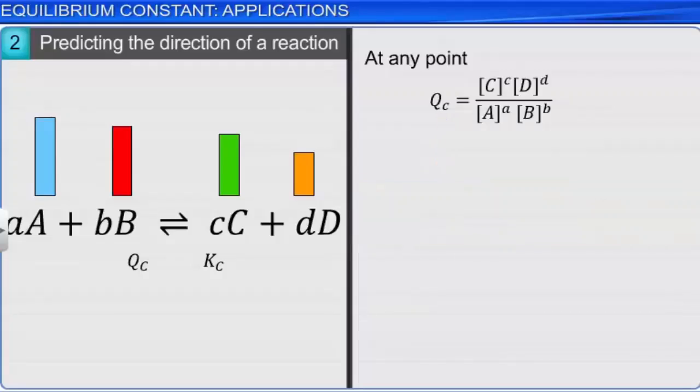For a general reaction in which a moles of reactant A and b moles of reactant B react to give c moles of product C and d moles of product D, the reaction quotient Qc is expressed as the product of the concentration of C raised to the power c and the concentration of D raised to the power d, divided by the product of the concentrations of A raised to the power a and the concentration of B raised to the power b.